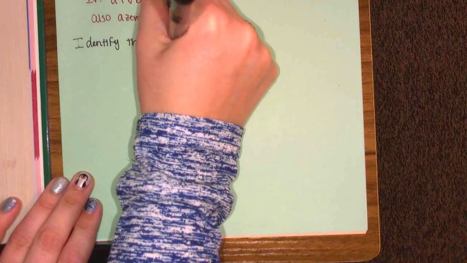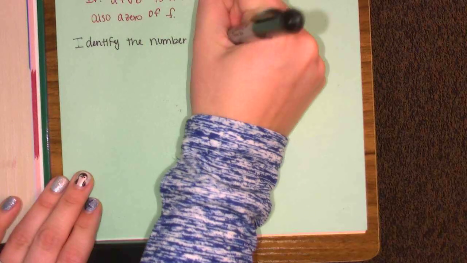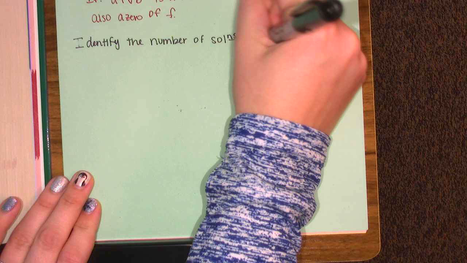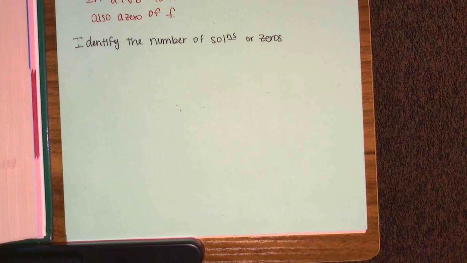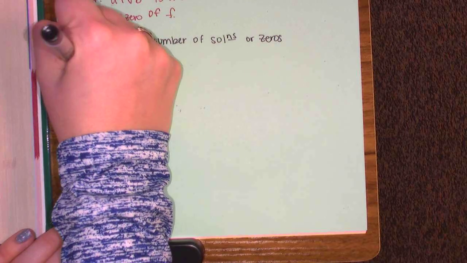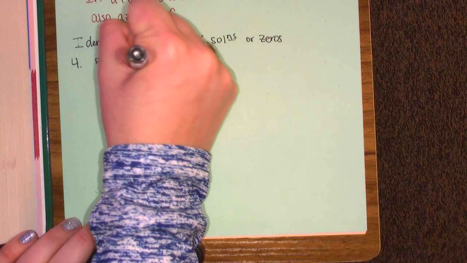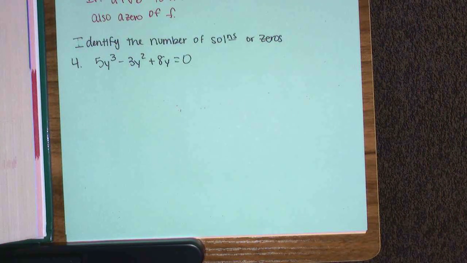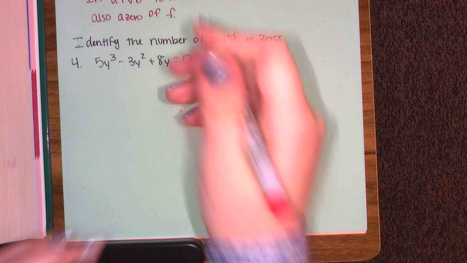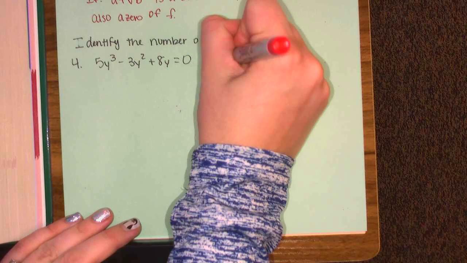Alright, these first problems literally say to identify the number of solutions or zeros. I'm pretty sure I asked the same question 4 different ways. Alright, number 4. 5y cubed minus 3y squared plus 8y is equal to 0. How many solutions are there? 3. Okay, because it's y to the third, so there are 3 solutions.